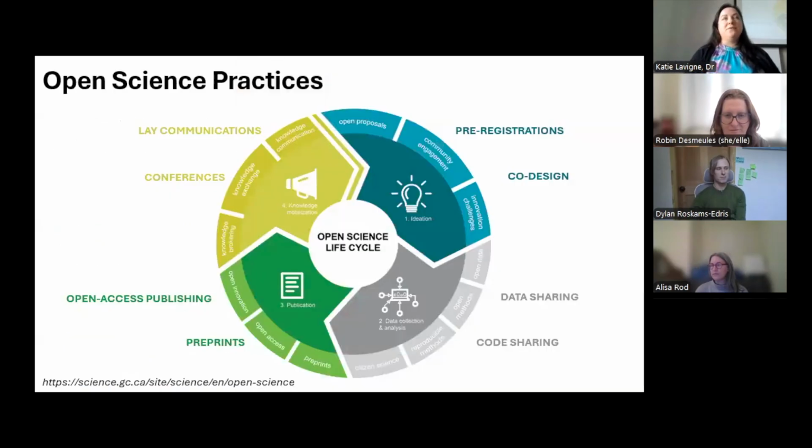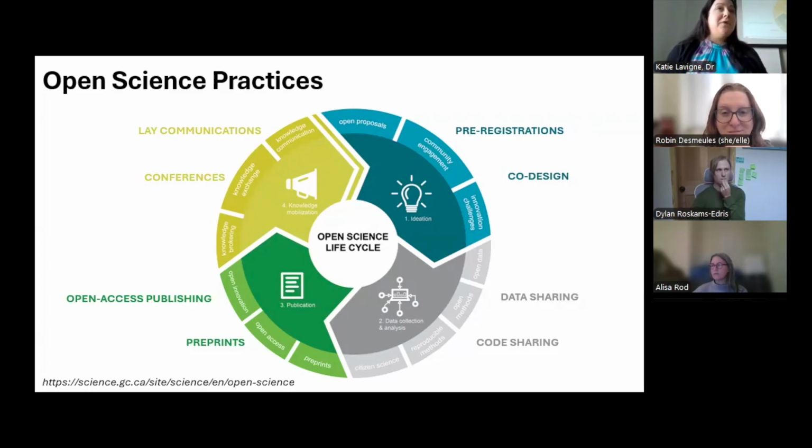I just wanted to start to give an overview of what open science practices are. There are many, many different practices of open science, and the idea is that you can practice open science at all levels of the research cycle. So this can include things like putting a pre-registration online, co-designing your research with people with lived experience at the ideation stage, at the data collection stage. You could share your data with others, you can share your code, and then once you're publishing your work, you can do preprints or open access publishing, which is one of the more well-known open science practices.